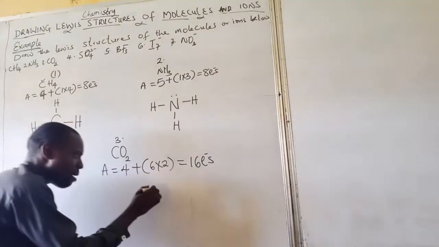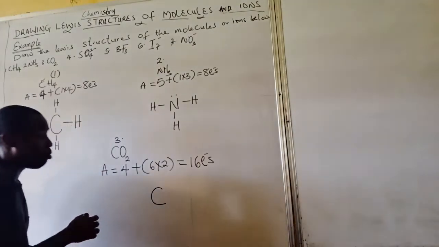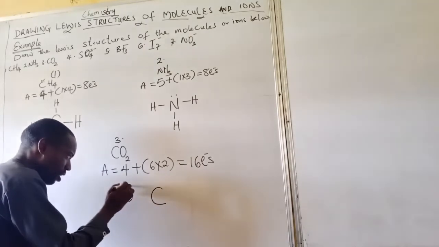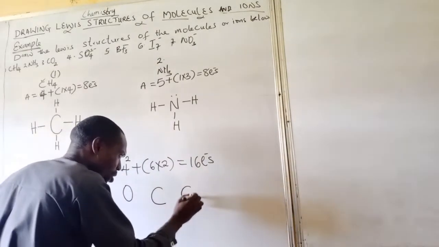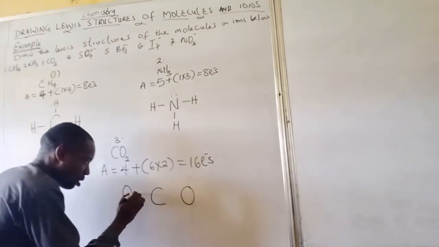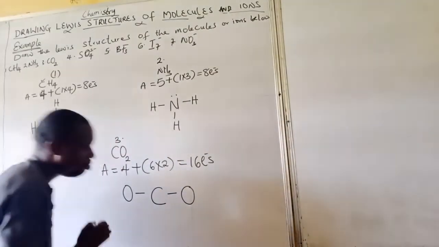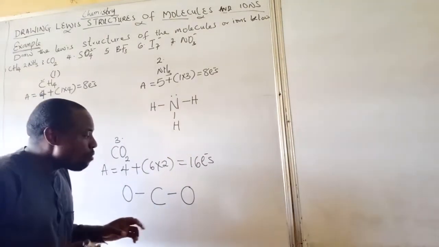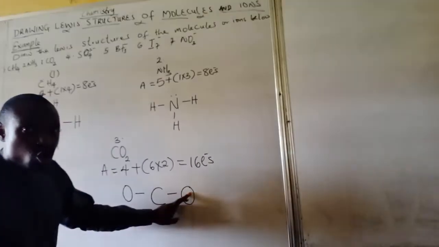So let's move on and do it. Now look at it. I'm having carbon, and carbon will be the central atom, of course, as you are aware. Now I'm having oxygen here, and oxygen here. Now put a bond. Then I will have to complete the other atoms to be octet.